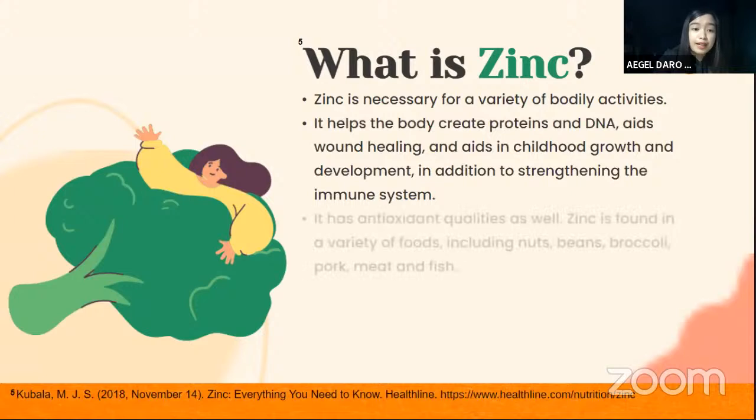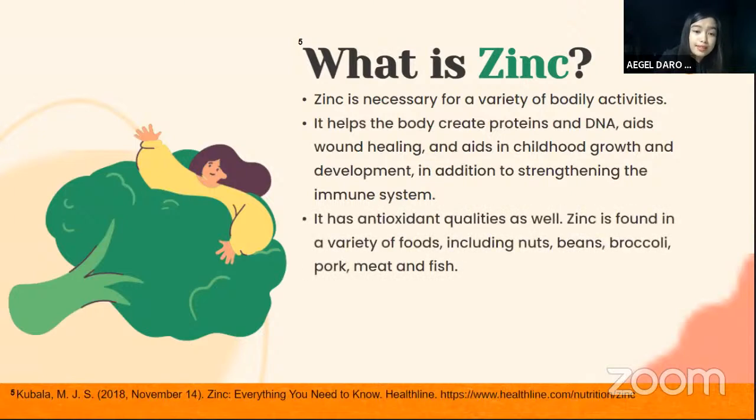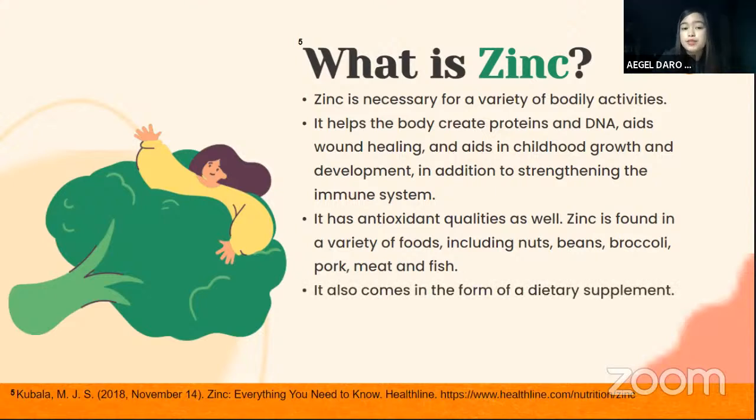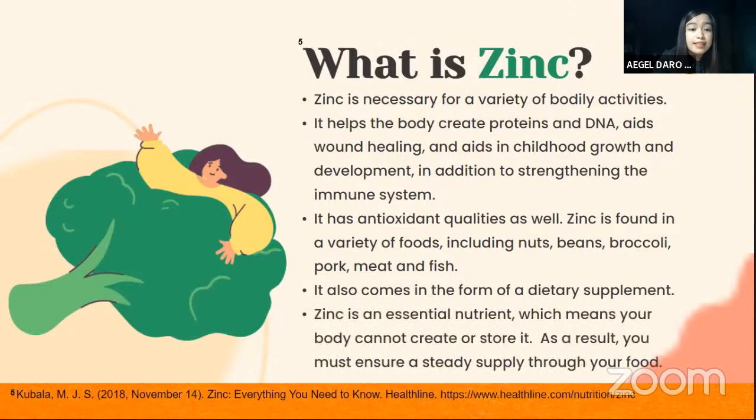Aside from that, it has antioxidant qualities as well. Zinc is found in a variety of foods, including nuts, beans, broccoli, pork, meat, and fish. And just like vitamin C, it also comes in the form of a dietary supplement. Again, zinc is an essential nutrient, which means your body cannot create or store it. As a result, you must ensure a steady supply through your food, as zinc is a mineral that is essential for good health.